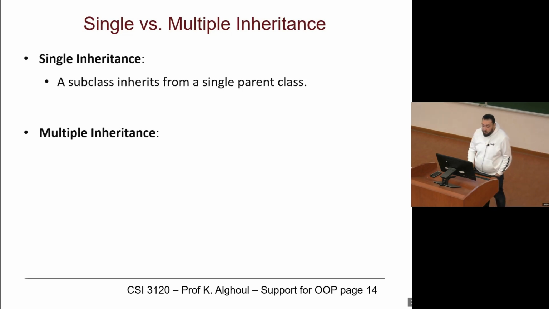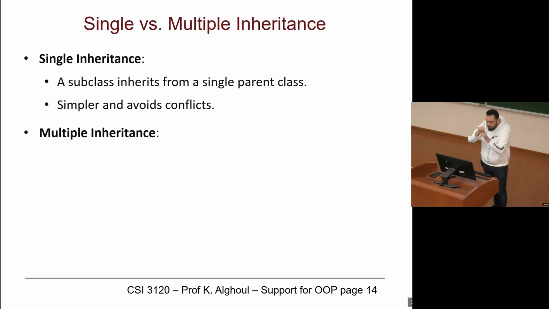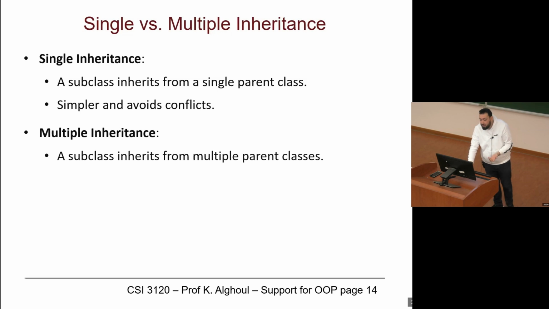So single inheritance is what? A subclass inherits from a single parent class. It's very obvious, simpler, and avoids conflicts. There's no conflict because you can only inherit from one class. But multiple inheritance can have multiple parent classes. The disadvantage of this is what, guys?